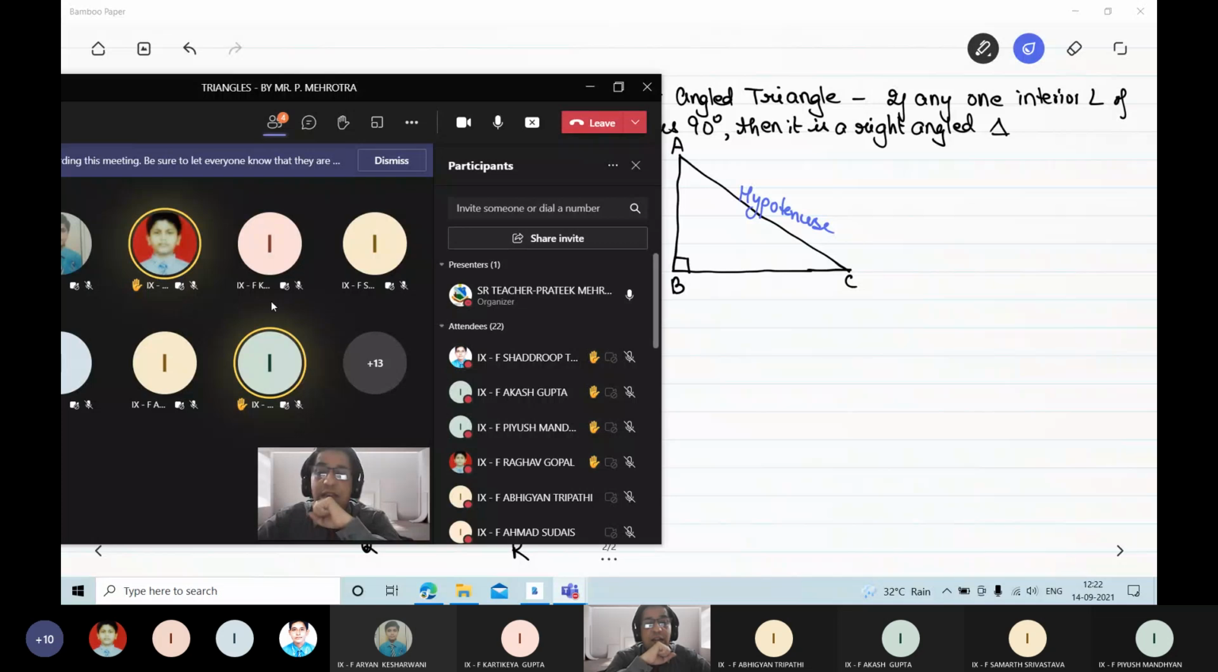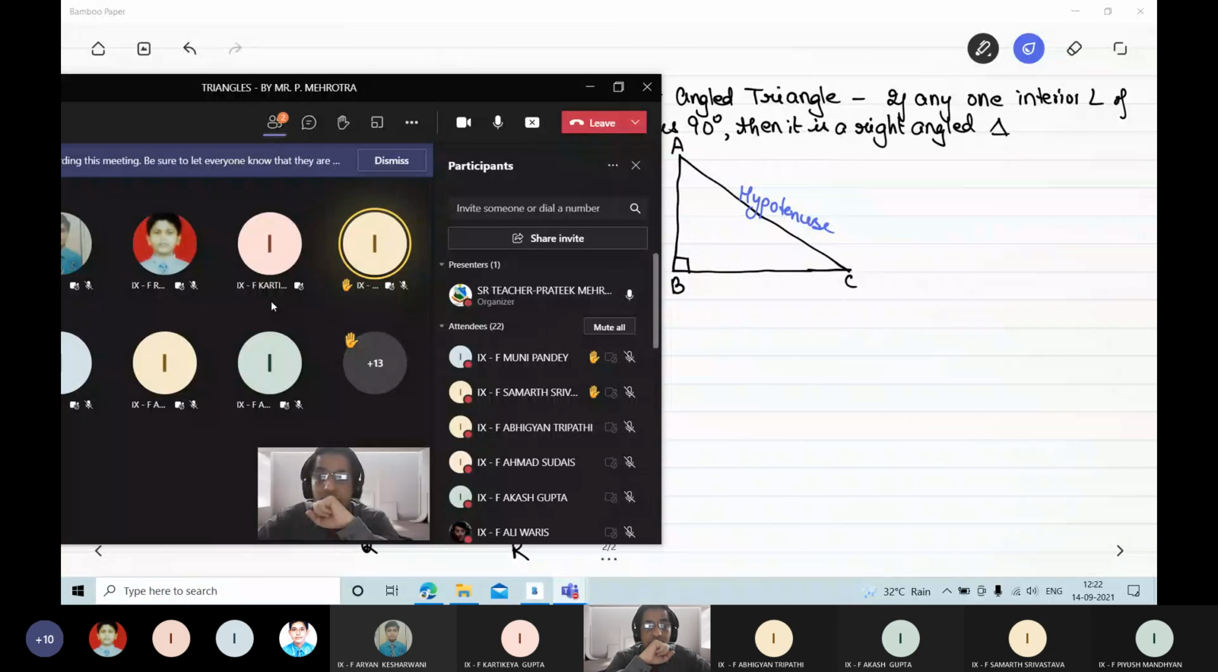Okay, how many of you say that BC is the perpendicular here? I have got 2. I've got none. So there's no perpendicular or what? Sir, if we see AB as base, then BC can be perpendicular. So why will I see AB as the base?